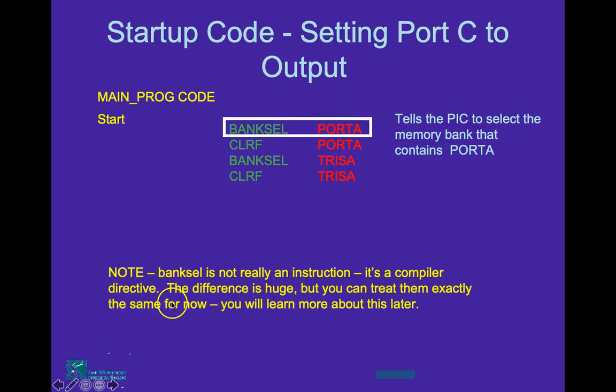There is a huge difference between a compiler directive and an instruction set. This is one of the compiler directives, and there is a huge difference between this and the instruction set. So far, you understand that we are moving to bank 0. We are selecting that, and under that we are going to use port A.